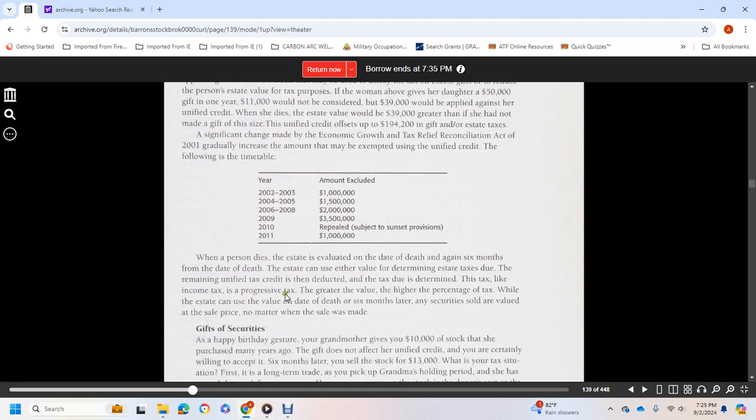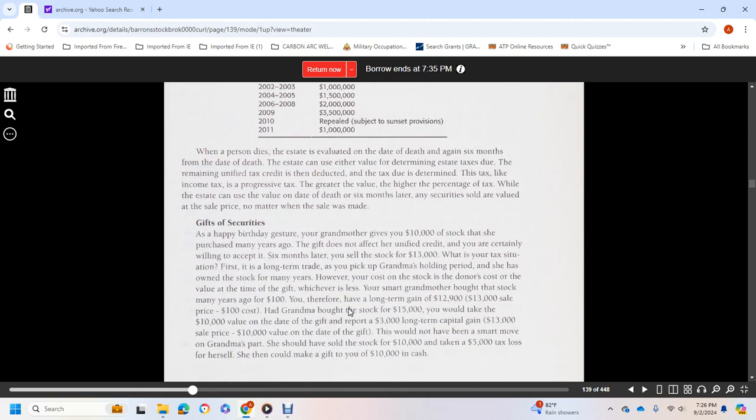When a person dies, the estate's value is determined either as of the day of death or six months after the day of death. The remaining unified tax credit would reduce the tax determined, which, like income tax, is progressive, with greater values taxed at a higher percentage. Whichever date is used, any securities are valued at the same price no matter when the sale was made.